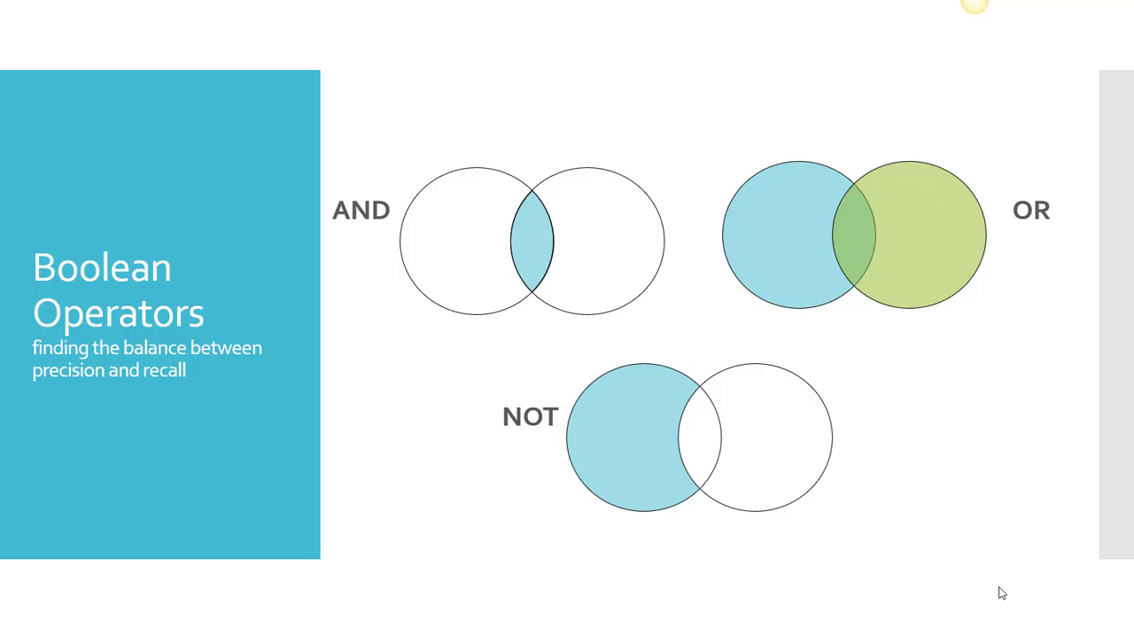When we enter search terms into the database, we connect those terms using Boolean operators. They are and, or, and not.